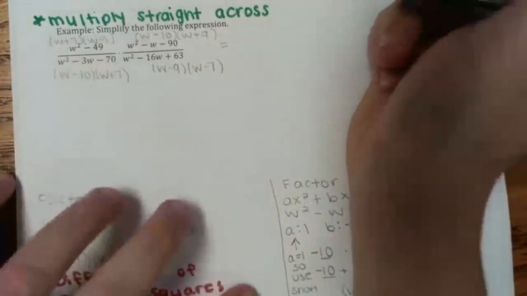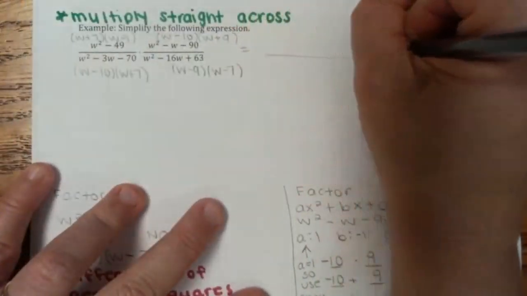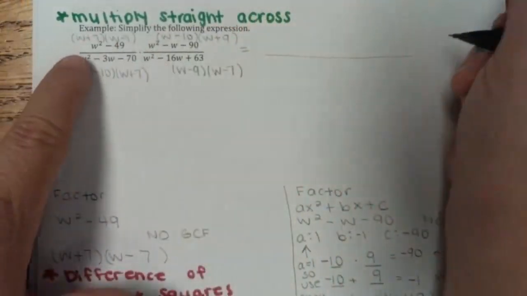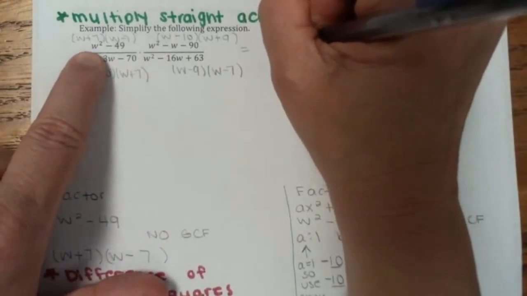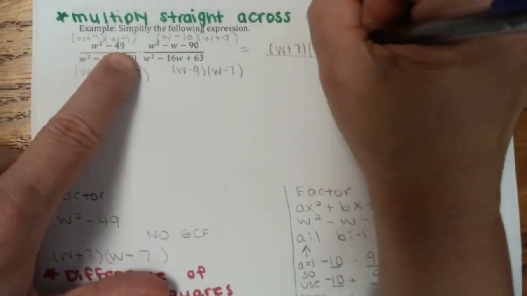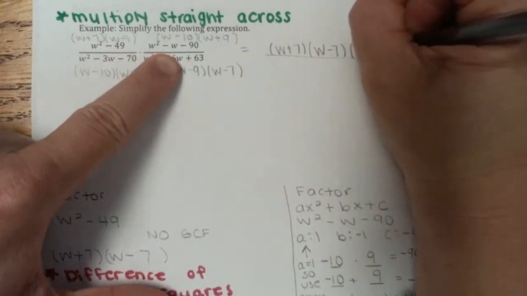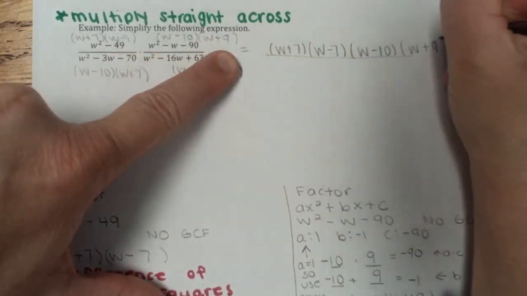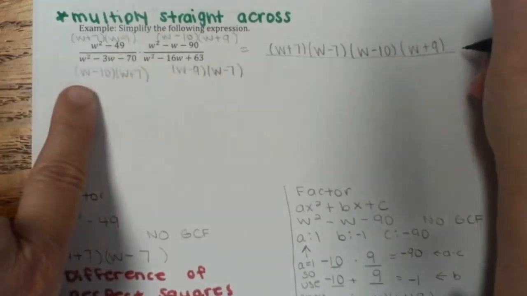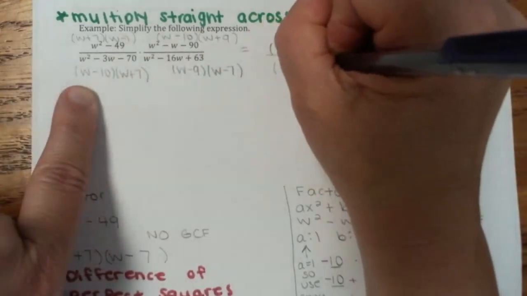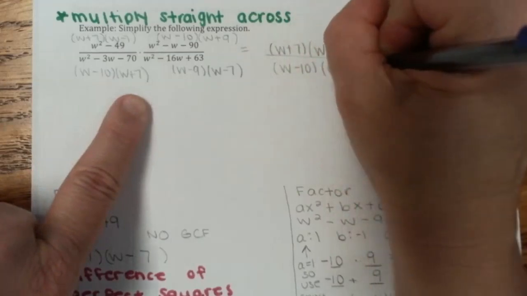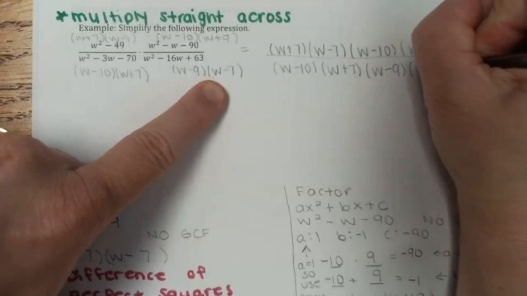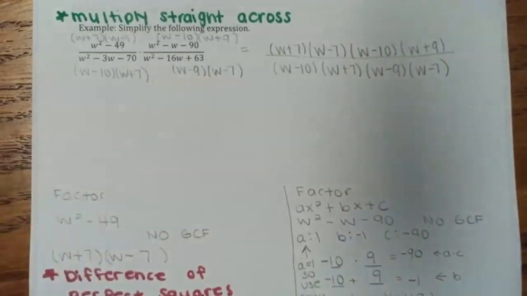So now we're multiplying. So I can multiply straight across and put it as one big fraction. So going straight across, let's put it in factored form. So we have our w plus 7 times w minus 7, going straight across, times w minus 10 times w plus 9. And on the bottom, we have w minus 10 going across, times w plus 7 times w minus 9 times w minus 7. So we were able to multiply across and write it as one big fraction.